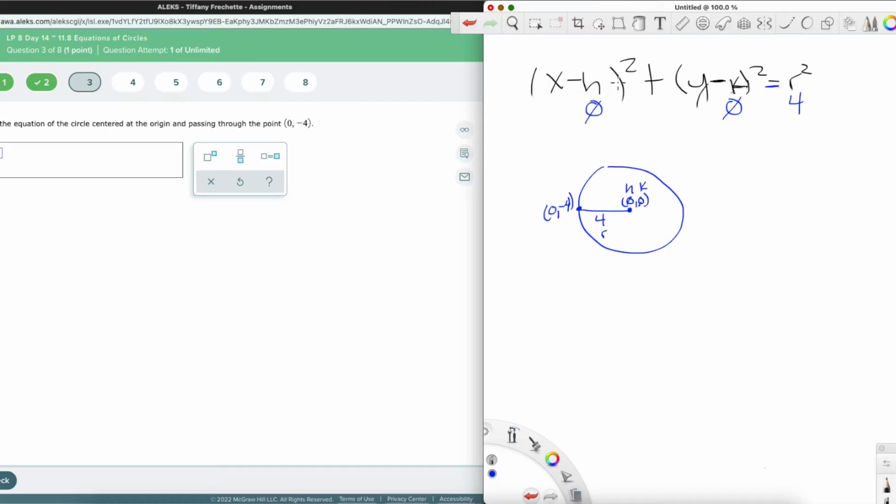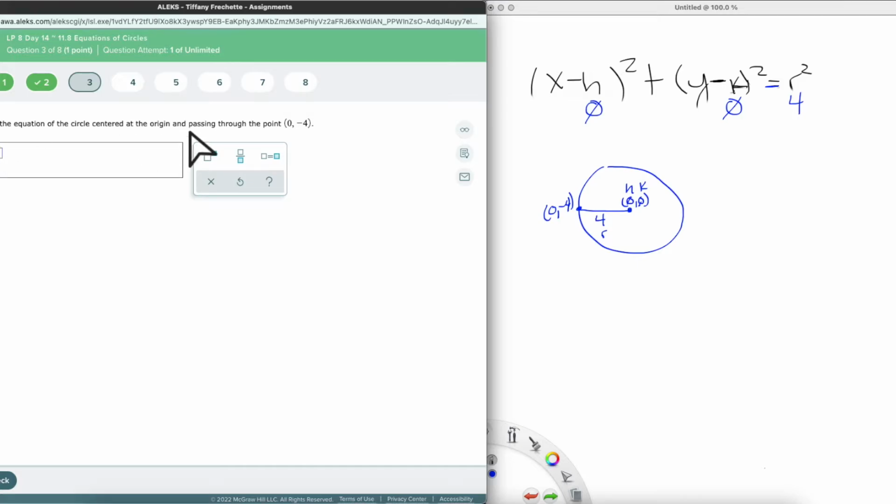Well, when I have zeros, that means that I don't even see them. All I'm going to see is x squared and y squared. That's whenever we have it centered at the origin, that's what ends up happening. So we have x squared plus y squared equals, and I believe they're going to want us to do 4 squared, actually square it, which is 16. I don't know if they'd let you leave it as 4 squared. We can try it.